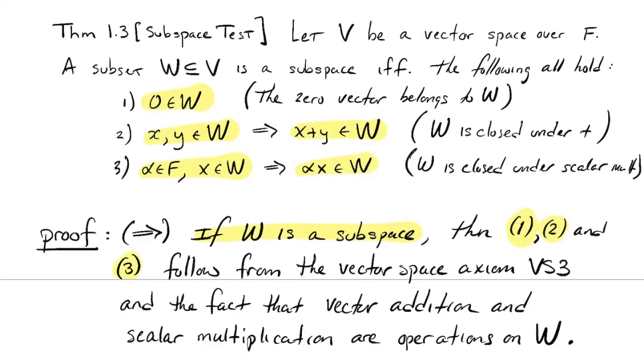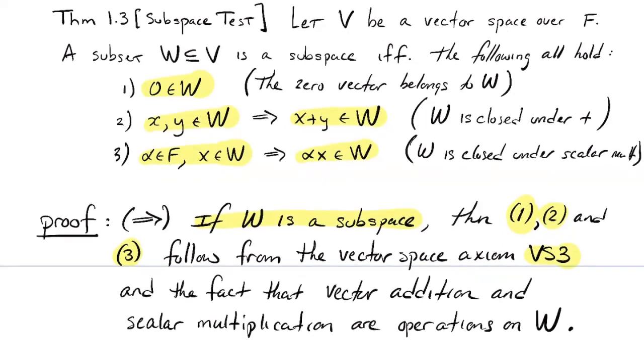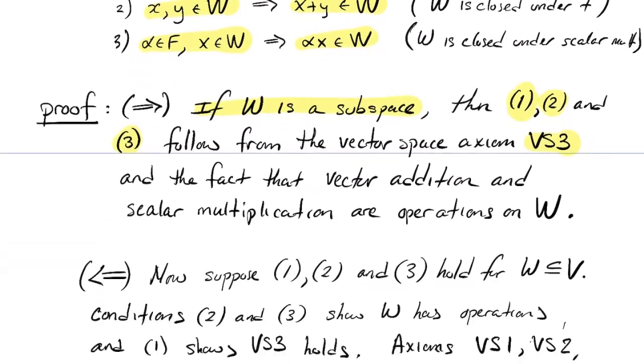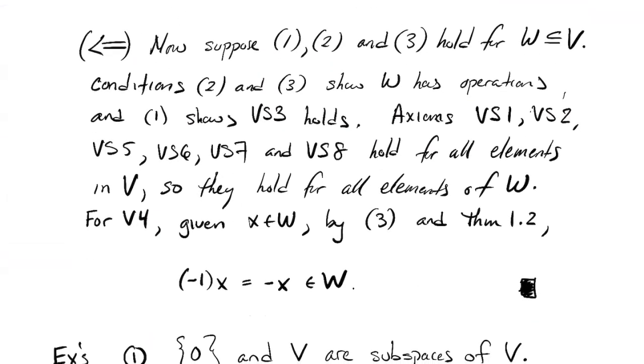So 1, 2, and 3, I'm just writing here, they follow from the vector space axioms. In particular, vector space axiom 3, that's the identity, and the fact that vector addition and scalar multiplication are operations in W. All right, so that's just kind of in order. Why does condition 1 hold? Well, because vector space axiom 3 has to hold in W. Why do 2 and 3 hold? Because W has to have vector addition and scalar multiplication. Okay, so that part of the proof is kind of empty. The work is going the other way. I'm going to have to slide this up, so you can stop the video and go back if you need to refer to the statement of the theorem.